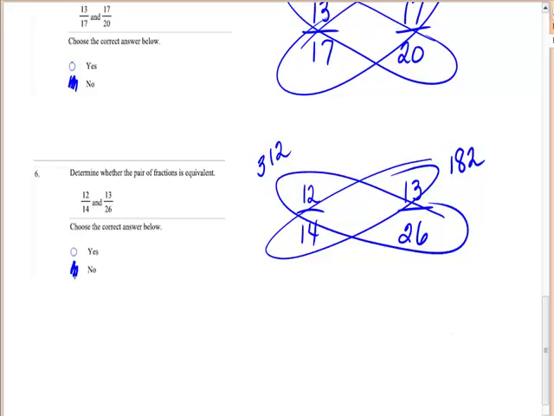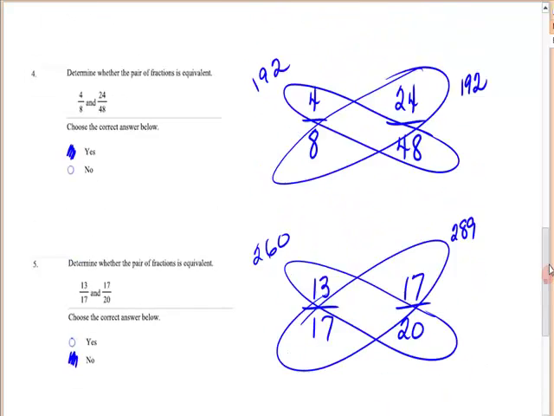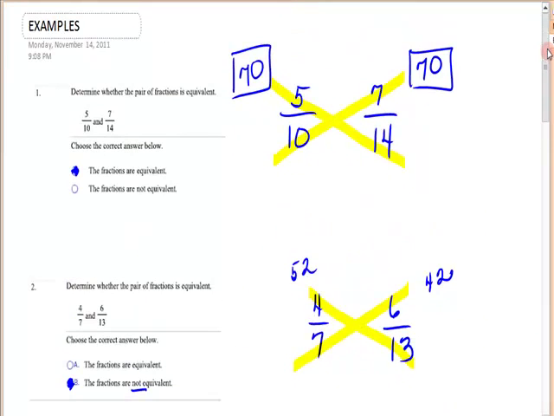So there's more than one way to test to see if fractions are equivalent. You can either do the cross products, which is very easy, or you could reduce each one of your fractions and compare them in lowest terms.